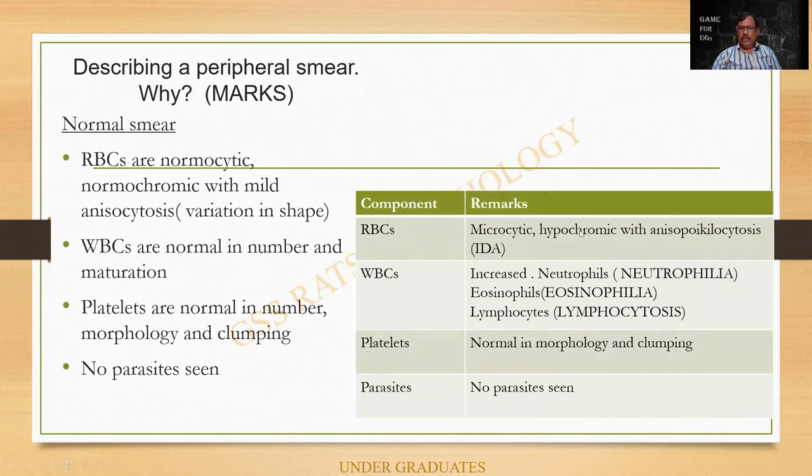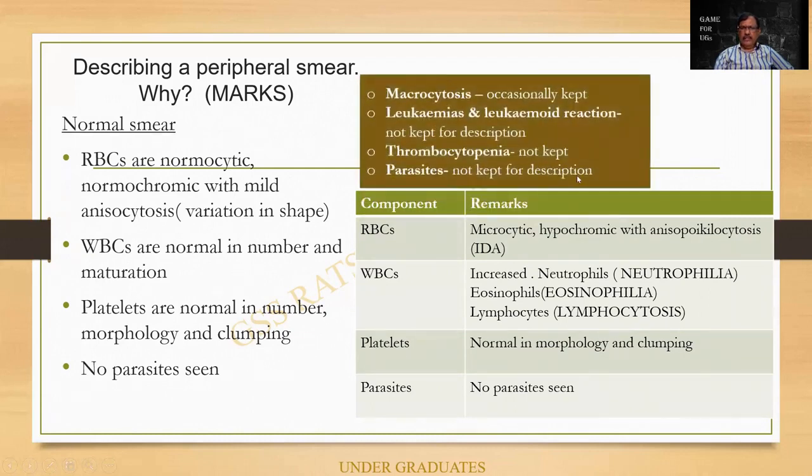And these are some variations we can get. Sometimes you can get a microcytic hypochromic smear. Do the description. Probably it is iron deficiency anemia for you people. WBCs may be increased neutrophils, neutrophilia. If eosinophils are increased, eosinophilia. Lymphocytes are increased, lymphocytosis. Do a differential count and count it and express it accordingly. Platelets usually will be normal. Normally, a parasitic smear is not kept for staining.